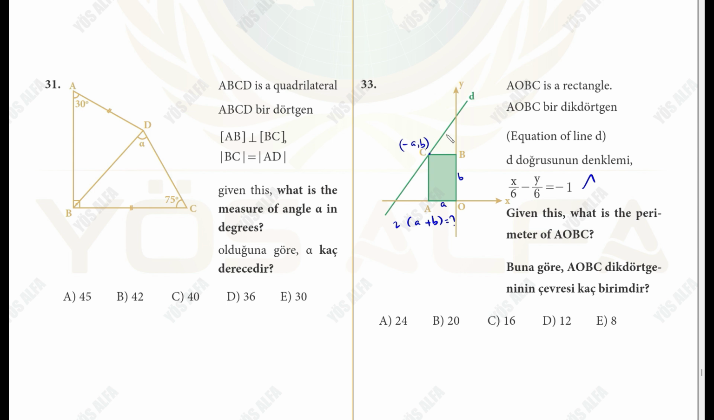Substituting point C into the equation, we have minus A over 6 minus B over 6 is equal to minus 1. From here, we have A plus B is equal to 6. What we want is twice A plus B, so the answer is going to be 12.